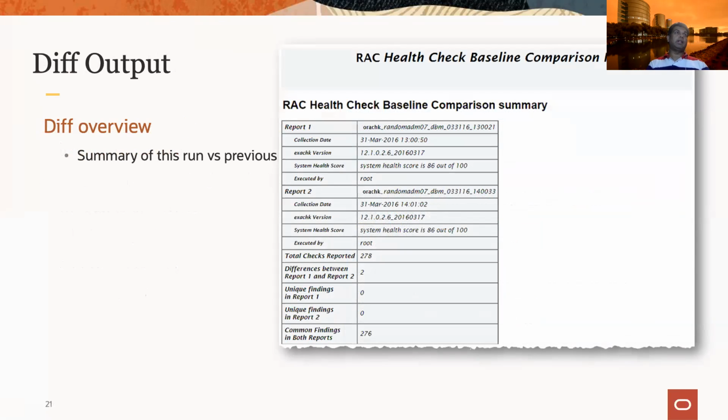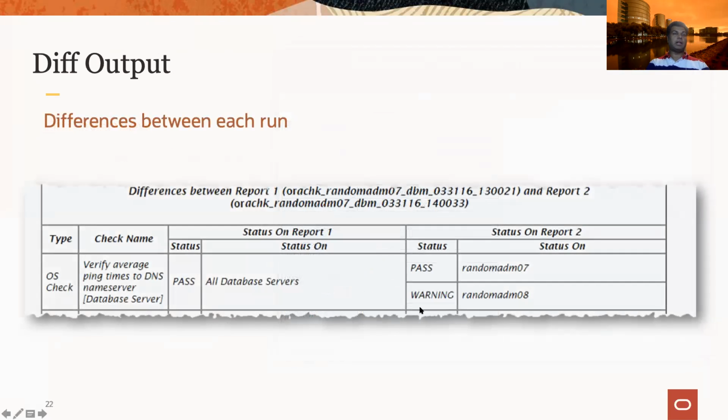There's an option called Diff. When you run a Diff baseline comparison report, it takes the first collection and the second collection, and finds how many differences there are and what is unique in either one of them. And then it finds common findings. So it quickly runs a full diff output between the two, and it tells you what passed where on which run.